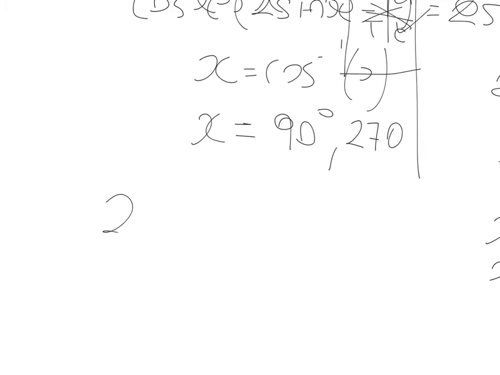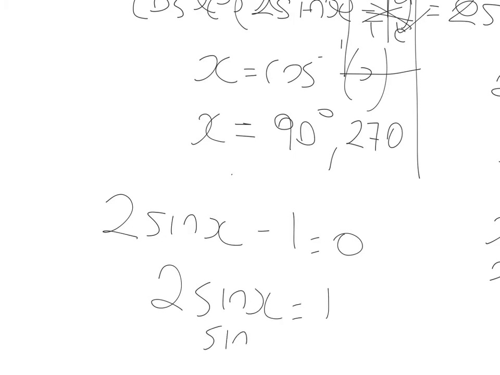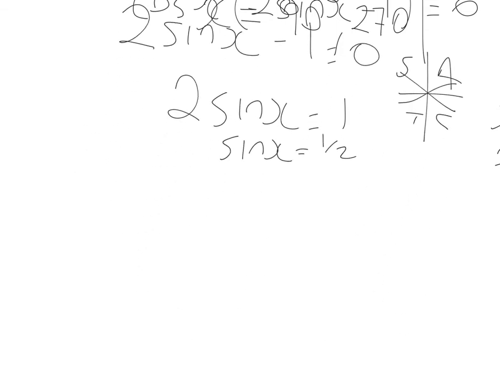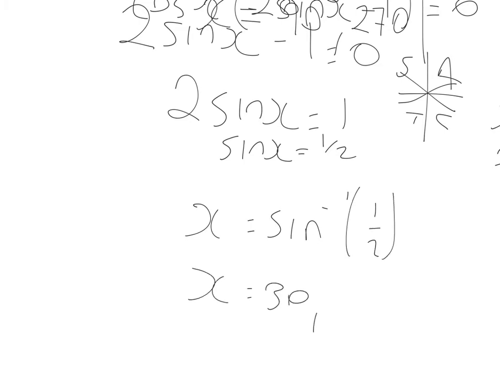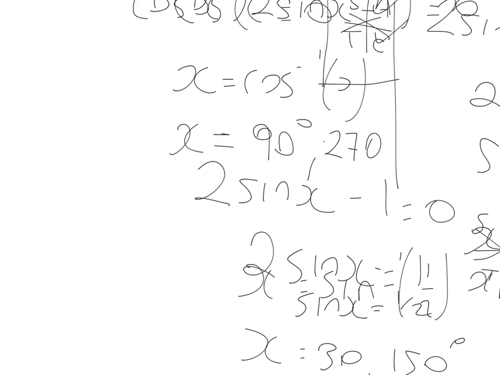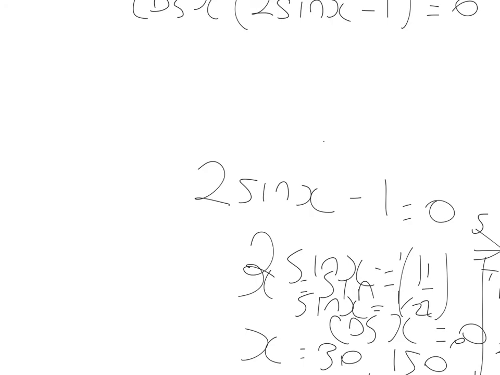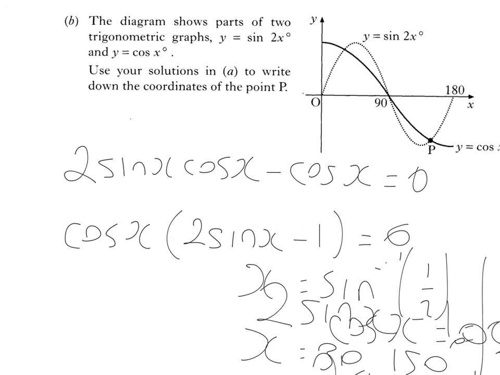Second equation was 2 sin x minus 1 is equal to 0. So it's 2 sin x equals 1, and sin x equals 1/2. So cast diagram down, and I'm in the sine quadrant. So x equals sin inverse 1/2, and that's 30 degrees in the sine quadrant, and 180 take away 30, 150 in the sine quadrant. So my four solutions are 30, 150, 90, 270. I'm now going to look at part B.